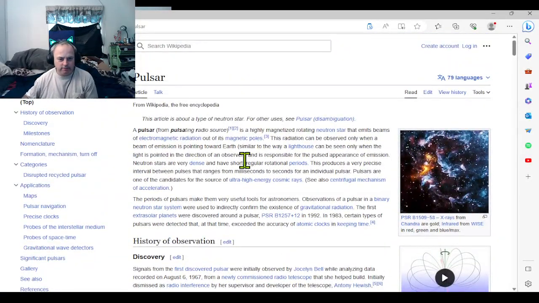A pulsar is a highly magnetized rotating neutron star that emits beams of electromagnetic radiation out of its magnetic poles. Radiation can be observed only when a beam of emission is pointing towards Earth. And pulse appearance and emission, so energy. Neutron stars are very dense and have very short, regular rotational periods. Precise interval milliseconds. The source of ultra-high energy cosmic rays. Binary neutron star.